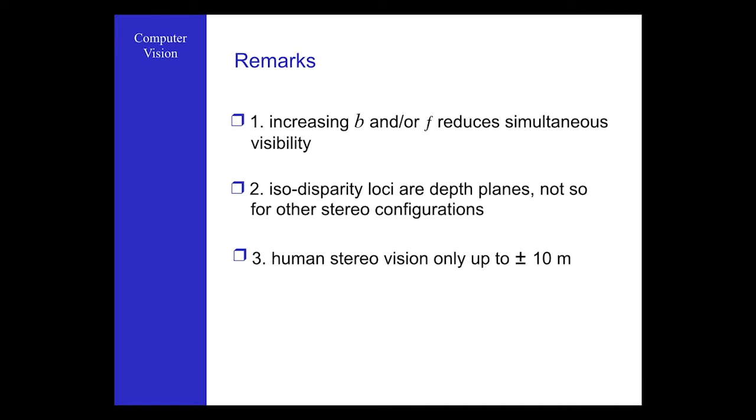Third point, well, human vision is only precise up to about 10 meters. People sometimes overestimate what humans do in terms of depth perception with stereo. Beyond 10 meters, it's pretty much other cues that give us a sense of depth: occlusions, different parallax, different sizes also. So stereo works also for humans only up to some maximum, let's say about 10 meters.